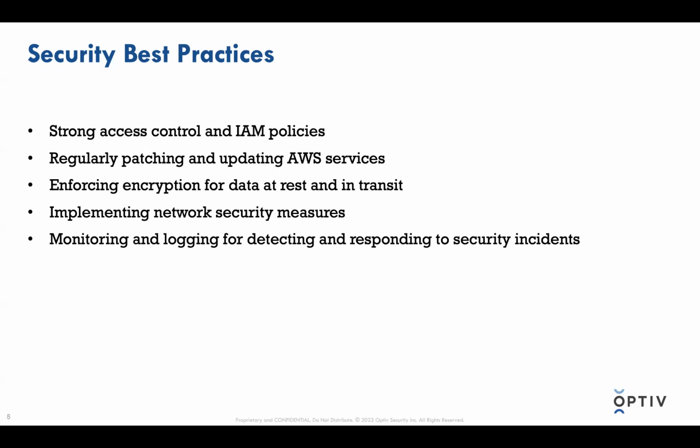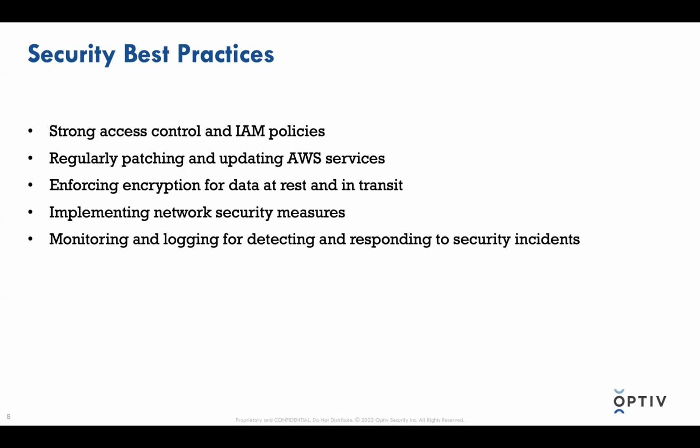Implementing network security measures is crucial for protecting your AWS resources. Amazon VPC allows you to create isolated network environments, and configuring security groups is essential for controlling inbound and outbound traffic. By setting up strict rules that allow only necessary traffic, you can prevent unauthorized access.